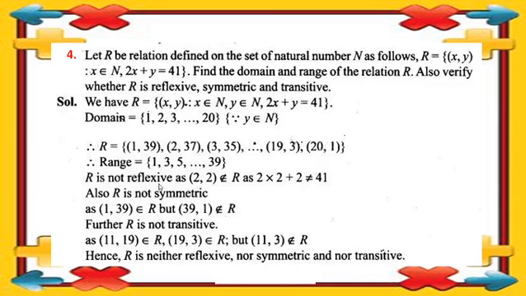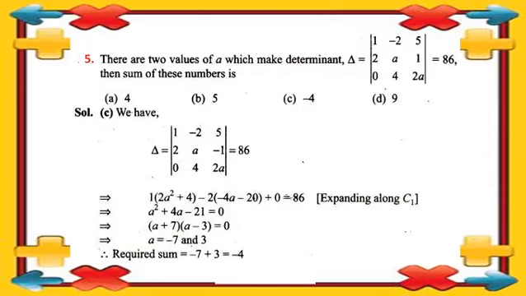Now let's check which type of relation this is. Definitely it is not reflexive because the doublets are not there in this relation. Now R is not even symmetric because (1, 39), take any one example, is there, but (39, 1) is not in the relation. Same way for transitive, (11, 19) is there in the relation, (19, 3) is also there in the relation, but (11, 3) is not there in the relation. So the given relation is neither reflexive nor symmetric nor transitive.